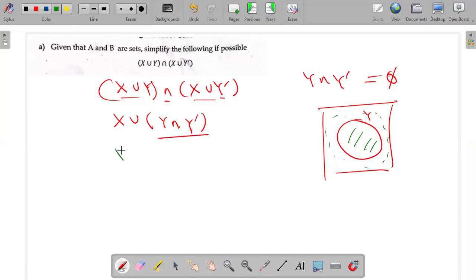Thus we have X union the empty set. But any set union the empty set is just that set. So this gives us X. So this simplifies to X.